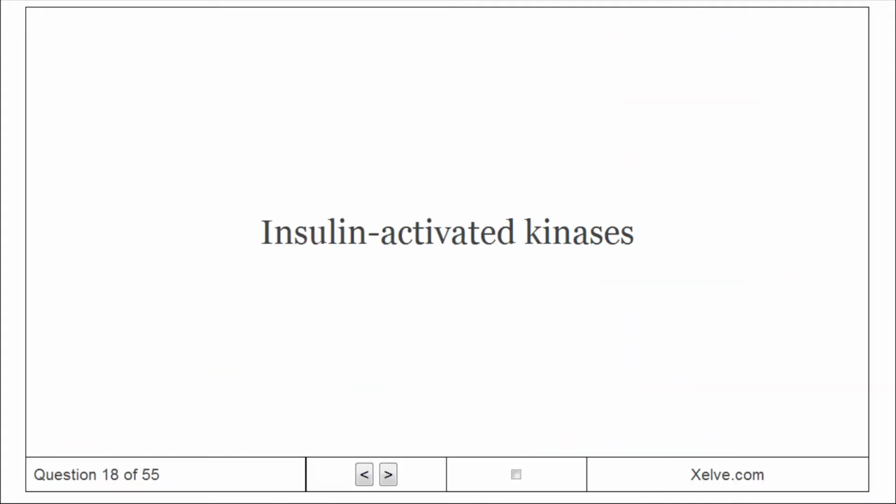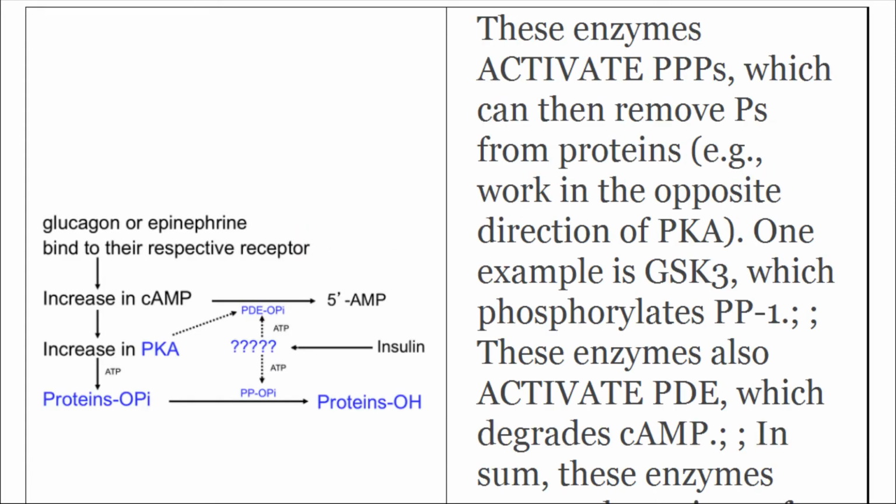Insulin-activated kinases. These enzymes activate PPPs, which can then remove phosphates from proteins. One example is GSK3, which phosphorylates PP1. These enzymes also activate PDEs, which degrade cAMP. In sum, these enzymes oppose the actions of glucagon or epinephrine.